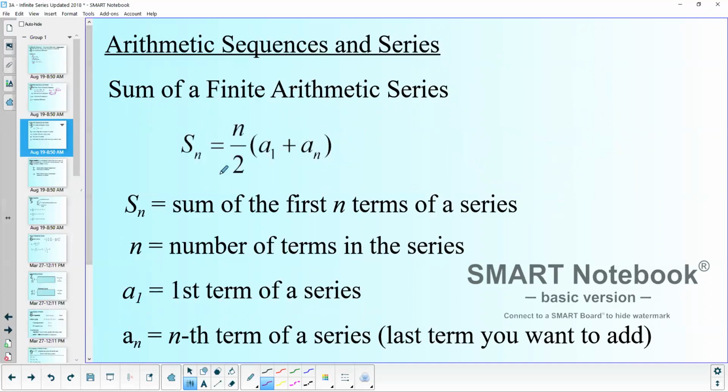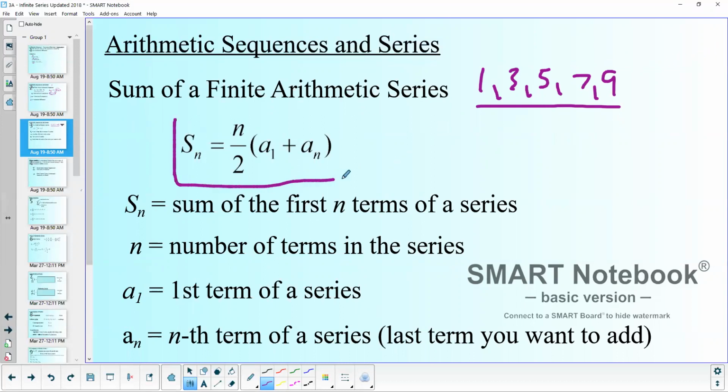Okay. The third is if you want the sum of a finite series. So again, take the example of 1, 3, 5, 7, 9, and I wanted to add these terms together. Now, if it's a short enough series, you can just go ahead and add 1 plus 3 plus 5 plus 7 plus 9, which would be 4, 9, 16 plus 9 is 25. But let's say it's a longer series, you would not want to add all of them together. So you would use this formula.